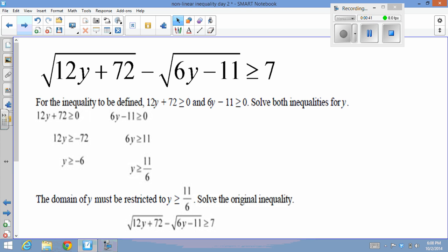So if I solve it, I'm going to have that y is greater than or equal to -6, and y is greater than or equal to 11/6. So I have to make sure that that's going to be my domain. So I need to make sure that that happens.